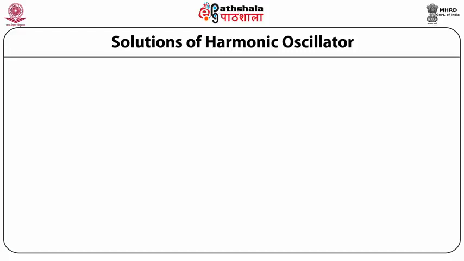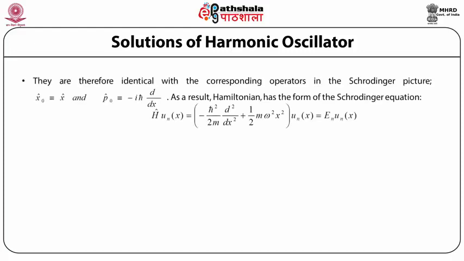They are therefore identical with the corresponding operators in the Schrödinger picture, where we have that the position operator x_0 is equivalent to the position operator x of the Schrödinger picture. Similarly, the momentum operator p_0 is equal to minus iħ times the derivative with respect to the position.